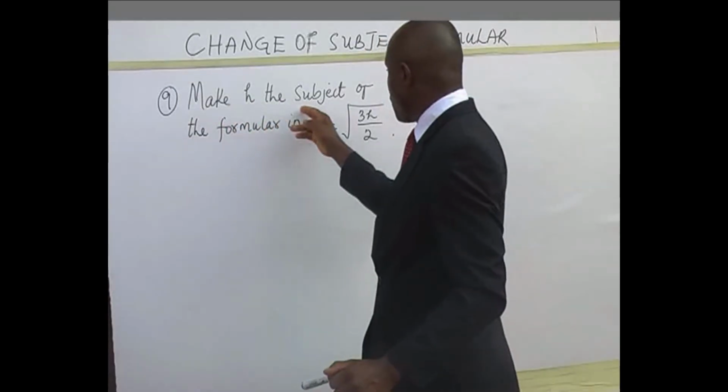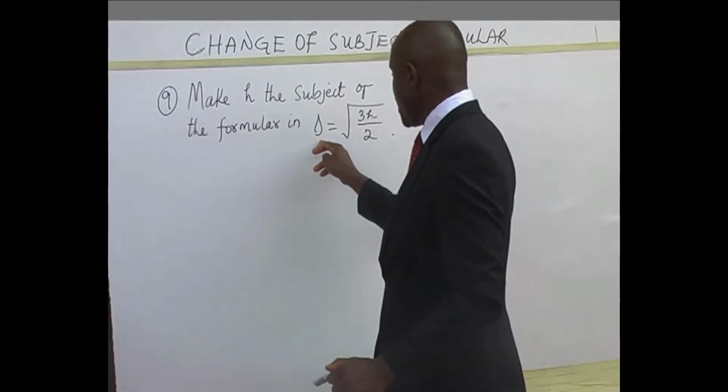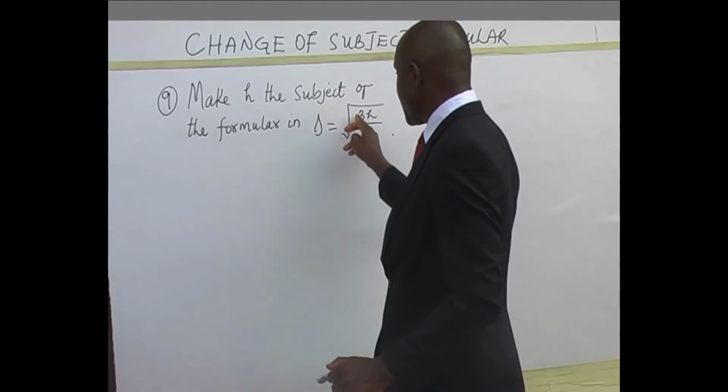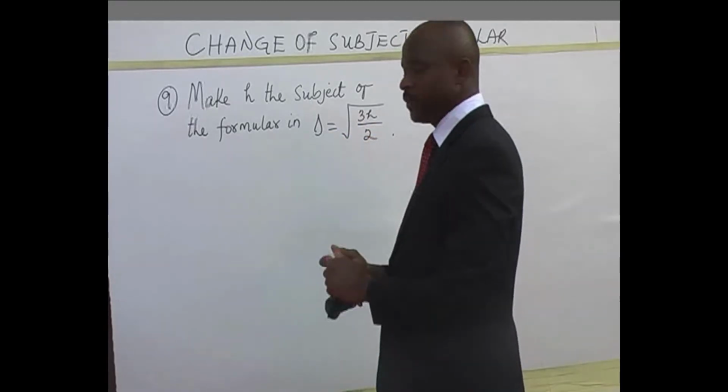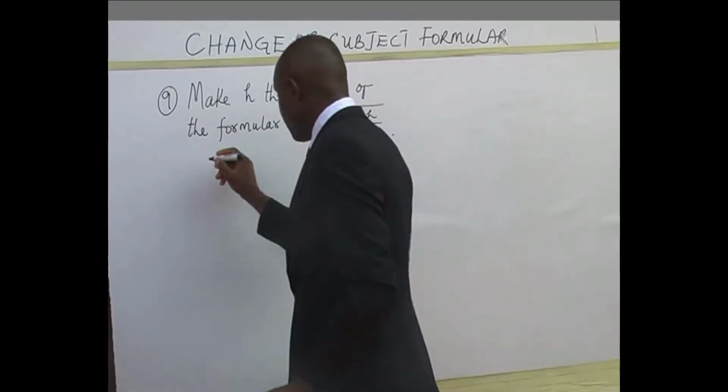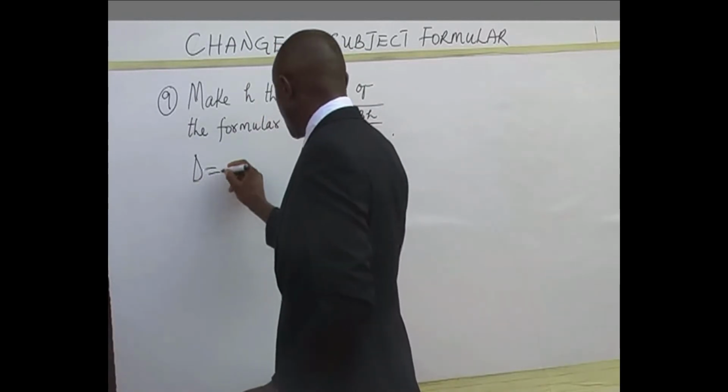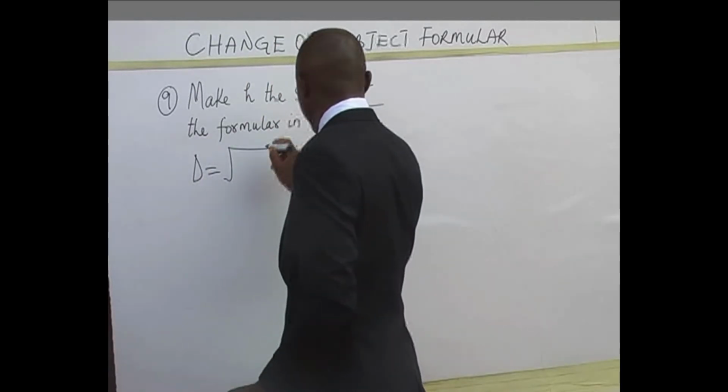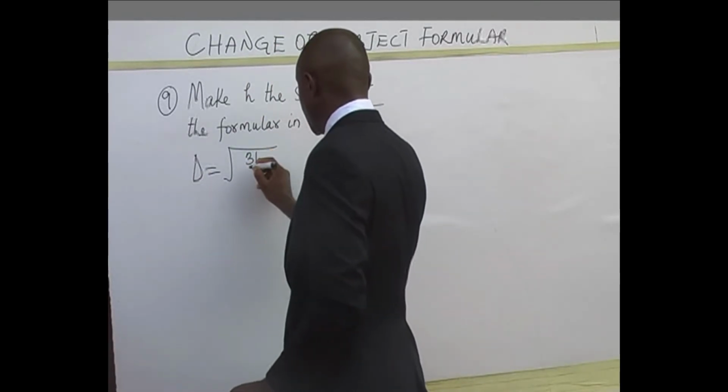Make h the subject of the formula in d is equal to the square root of 3h all over 2. Bring out the formula. The formula is d is equal to the square root of 3h divided by 2.